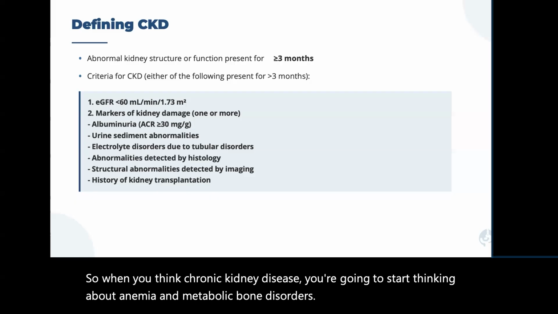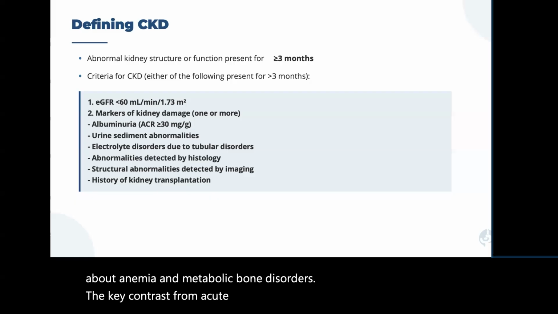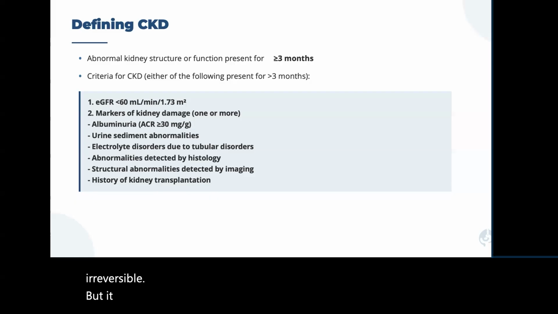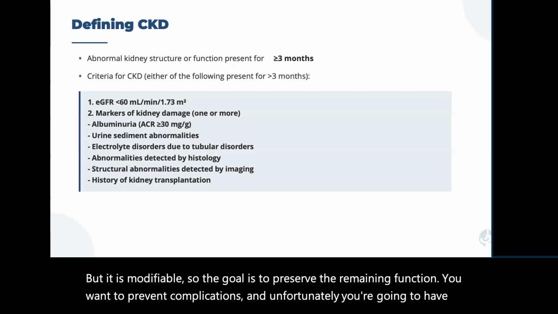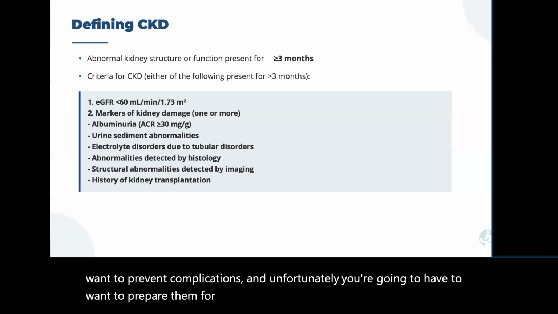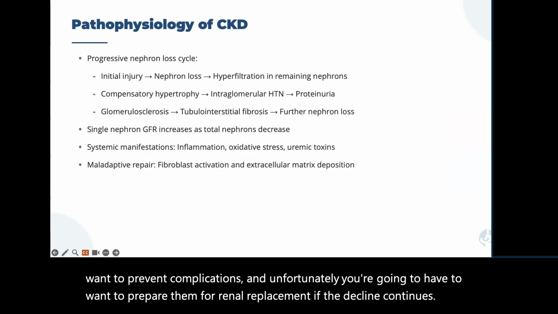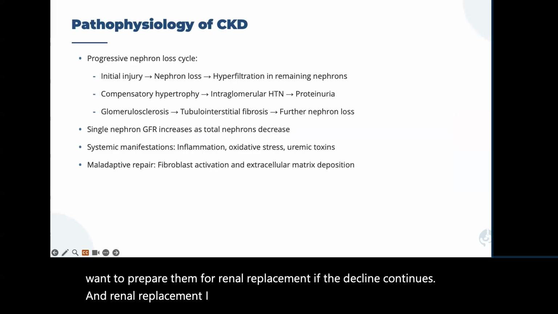The key contrast from acute kidney injury is that chronic kidney disease is irreversible, but it is modifiable. So the goal is to preserve the remaining function. You want to prevent complications, and unfortunately, you're going to want to prepare them for renal replacement if the decline continues. And by renal replacement, I mean dialysis or transplant.